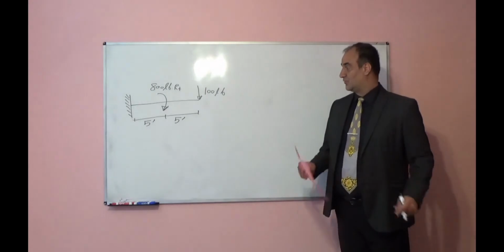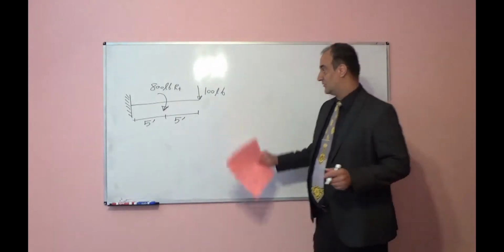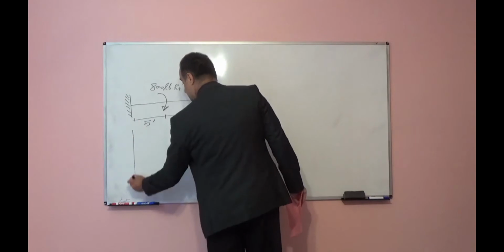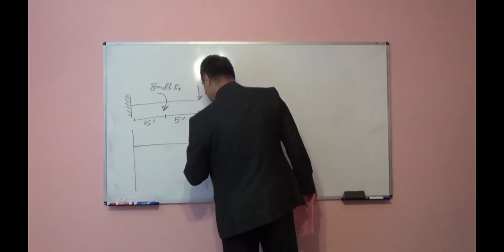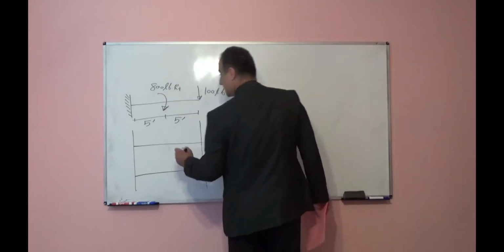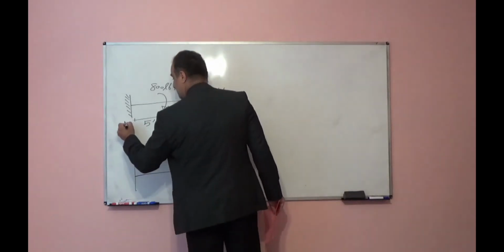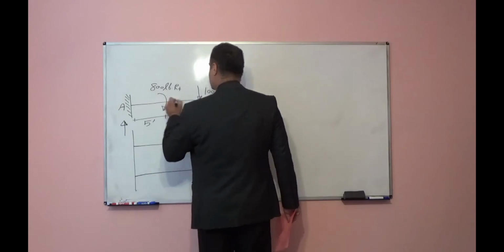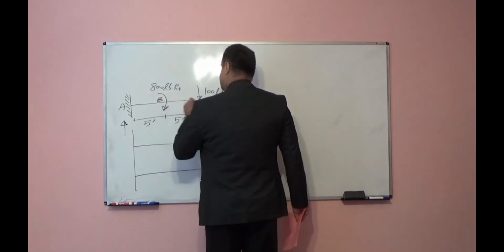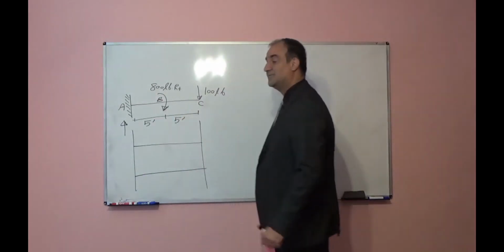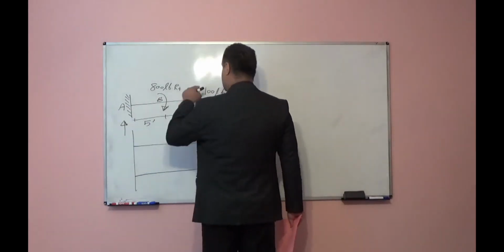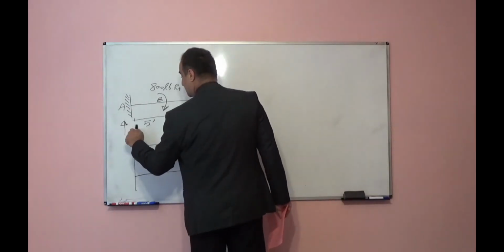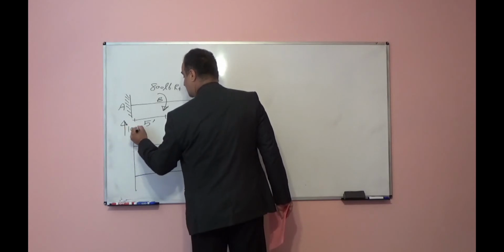I want to draw moment diagram and shear diagram for this beam. First step, I will find reactions. In order to find reaction, I can find, for example, A, B, C. Summation of force in vertical direction, it will be this reaction. So AY minus 100 is equal to 0. From here, AY will be 100 pound.